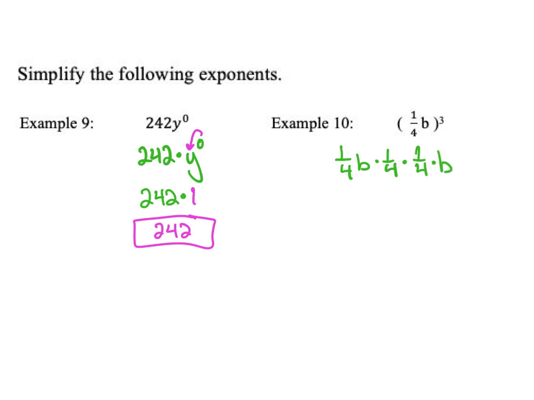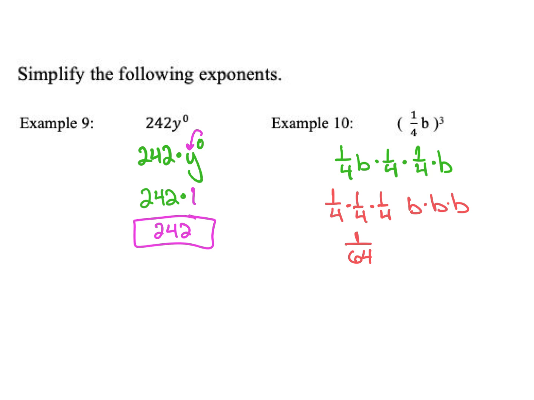Let's put all the coefficients together, the numbers. So we're going to have 1/4 times 1/4 times 1/4, right? And then let's put all the b's together. b times b times b. So let's multiply the 1/4s together, right? Remember, we want to write it as a fraction. So 4 times 4 times 4, 4 times 4 is 16, times 4 is 64.